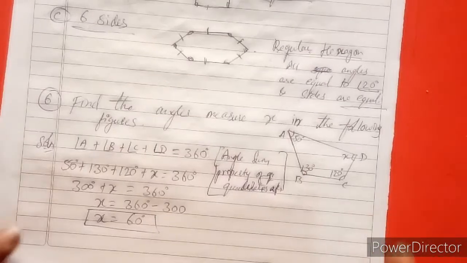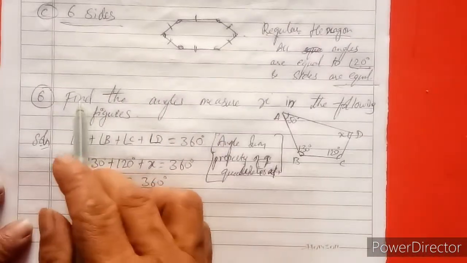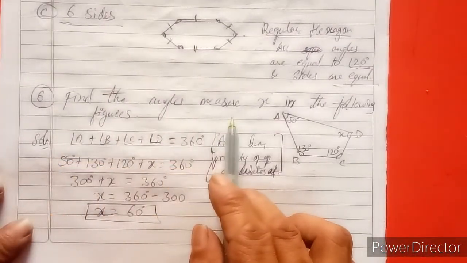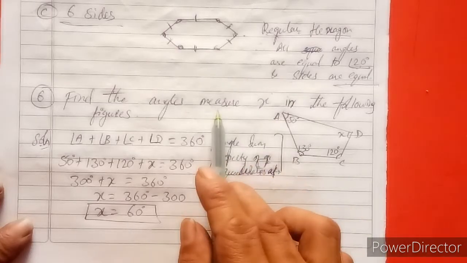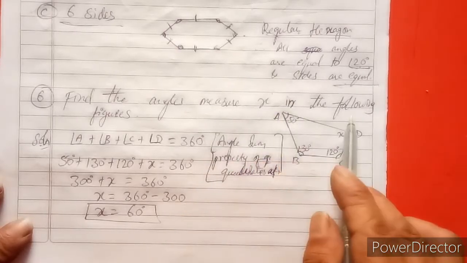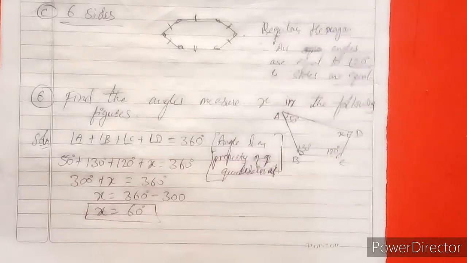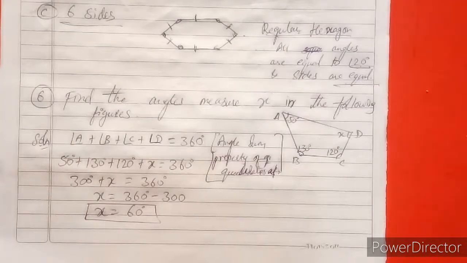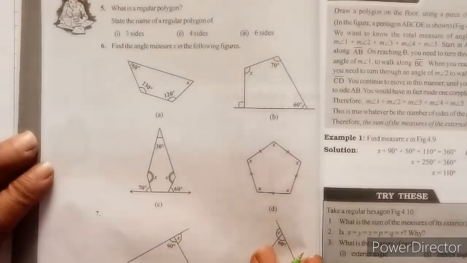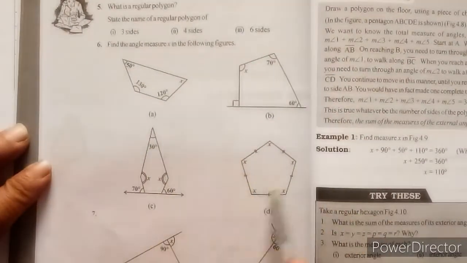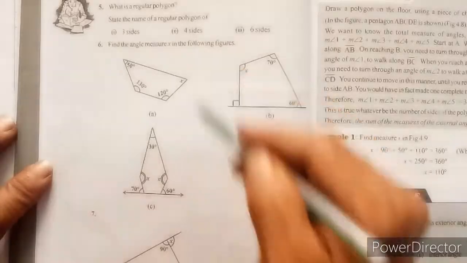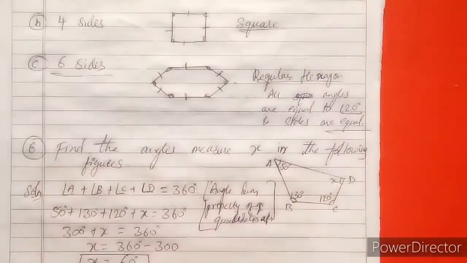Next, I would like to explain question number 6. Find the angle measure x in each of the following figures. That is given in the question. I will show you in the textbook also. These are the figures. I will explain them one by one, and I will solve them also in our sheets.